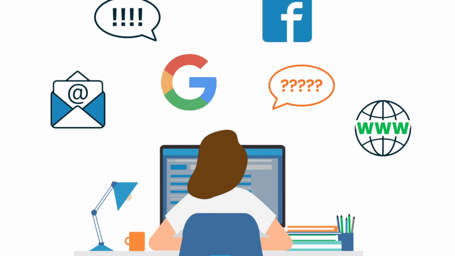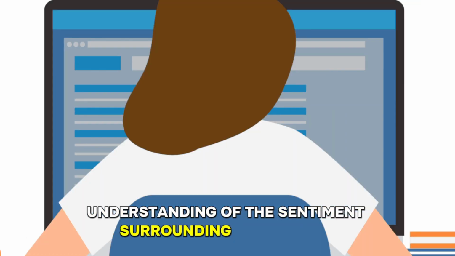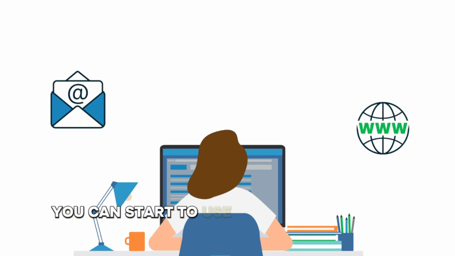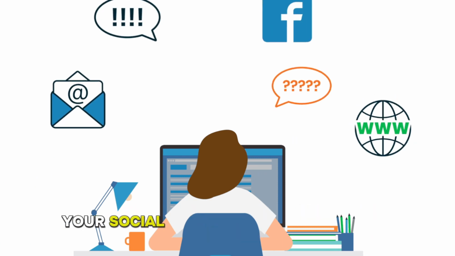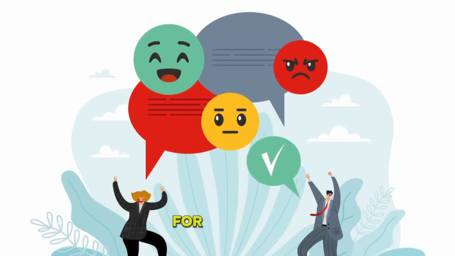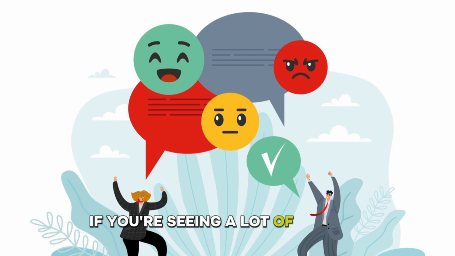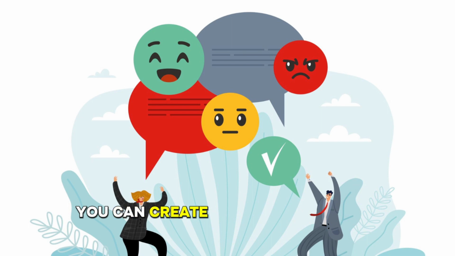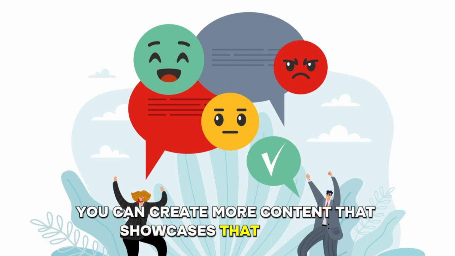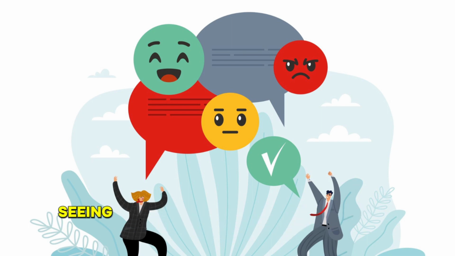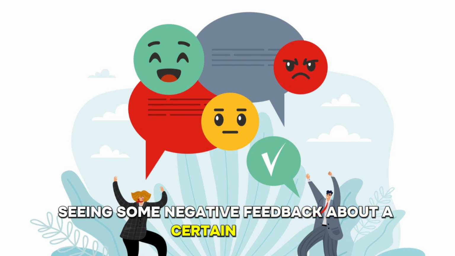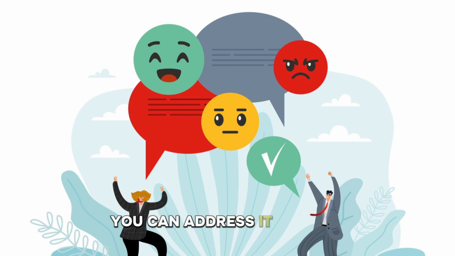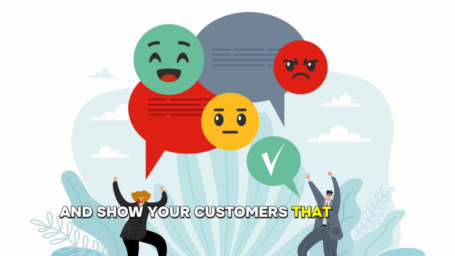Once you have a good understanding of the sentiment surrounding your brand, you can start to use the information to improve your social media marketing strategy. For example, if you're seeing a lot of positive feedback about a particular product, you can create more content that showcases that product. Or if you're seeing some negative feedback about a certain issue, you can address it head on and show your customers that you're listening.